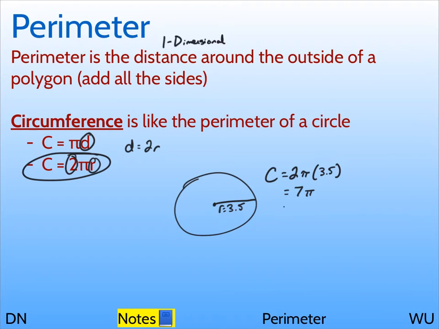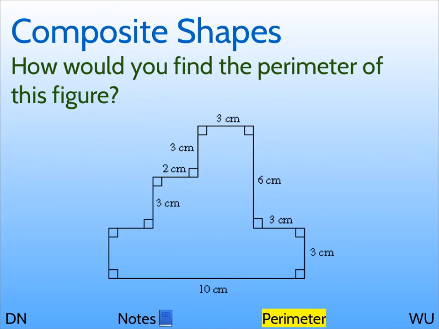And if you wanted to get an estimation of that, the estimated circumference of that is about 21.99. And we were in centimeters before, so centimeters. All you have to do is just type 7 pi into your calculator.